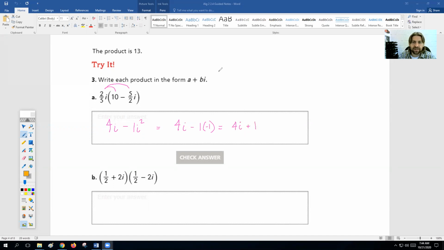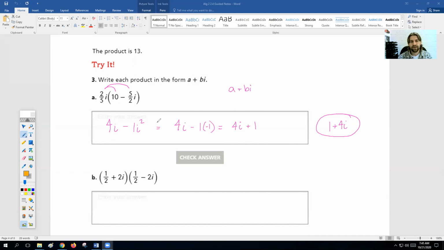And now what we want to do is make sure we put this in the a plus bi form. We put our real number first, followed by our imaginary. So real number is 1 plus our imaginary number is 4i. So there's the answer for that first part.